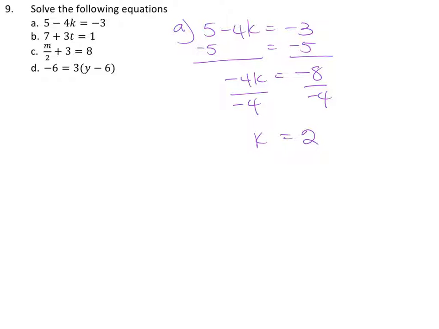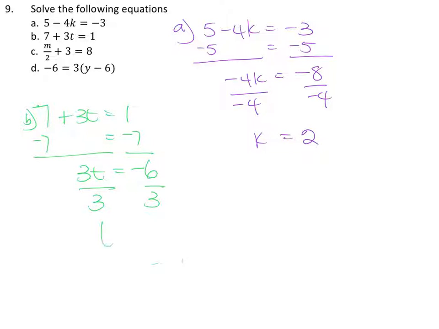9b. For 9b, we have 7 plus 3t equal 1. We minus 7 from both sides. So we'll get that 3t is equal to minus 6. We divide both sides by 3, so we'll get that t is equal to minus 2.